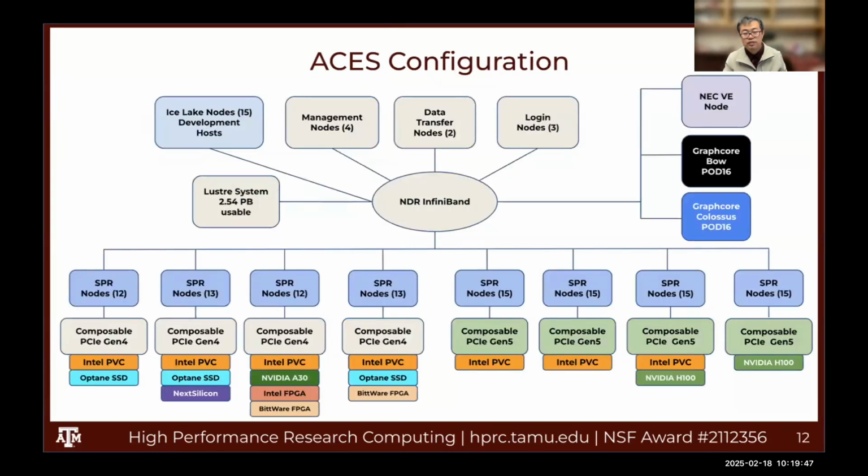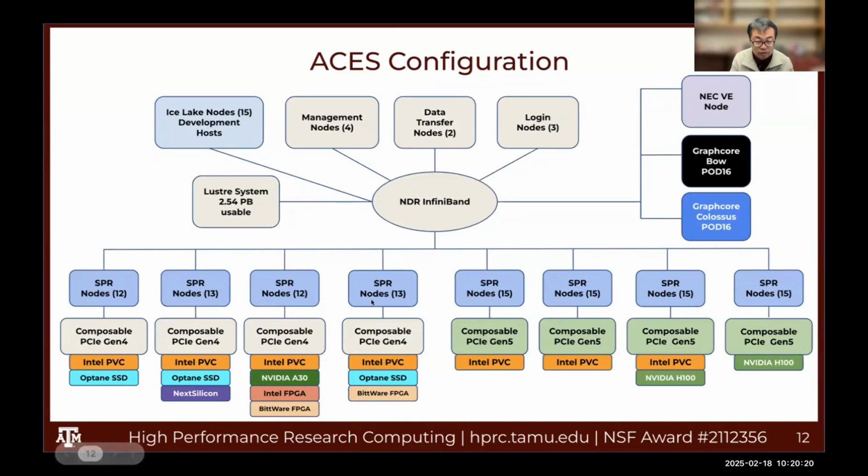Okay, this is about the configuration of ACES now. We can see it has 15 development hosts and 4 management nodes, data transfer nodes as well, 3 logging nodes for the cluster, and a 2.54 petabyte cluster system. And also, if we move down, you can see we have some Sapphire Rapids nodes.